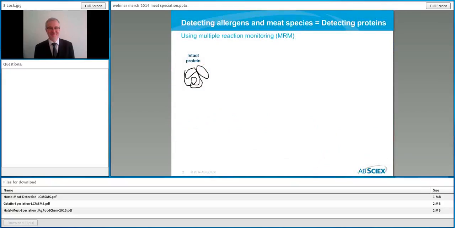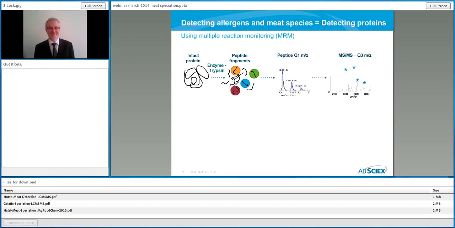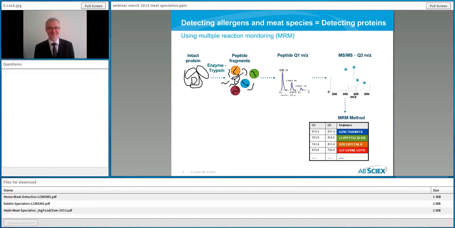So the first slide really is just an overview of what we do when we do allergen and meat speciation detection. Basically, we're detecting the protein as a marker of the species. In this way, we first of all digest the protein. We typically use enzymes like trypsin to break the protein up into peptide fragments. The peptide fragments are then detected by their parent mass in mass spec, and then fragmented in the gas cell to produce a fingerprint MS/MS spectrum. From this, we can generate a series of MRMs which can be used to detect these peptides.